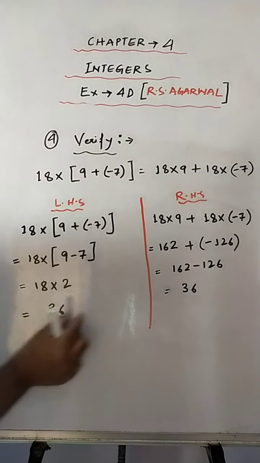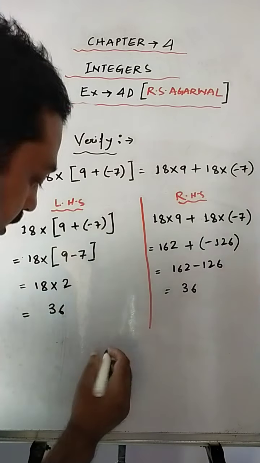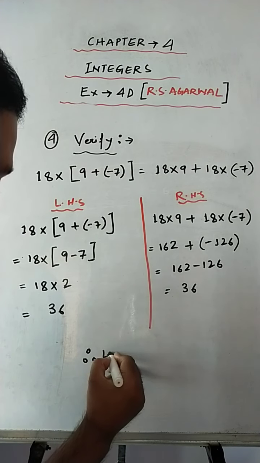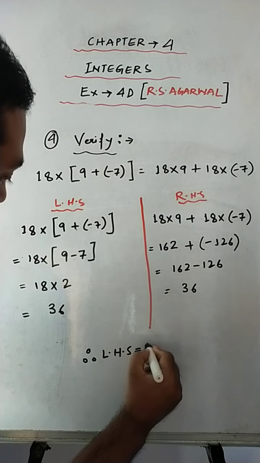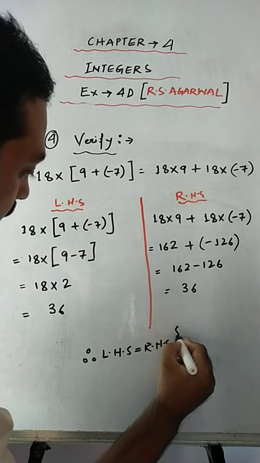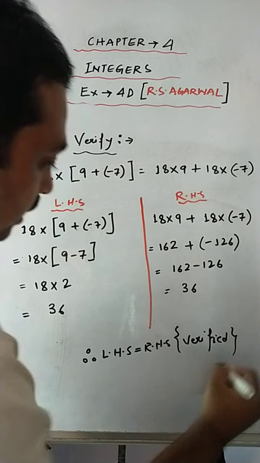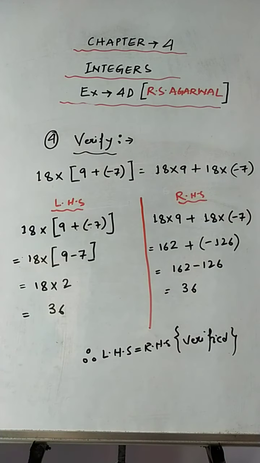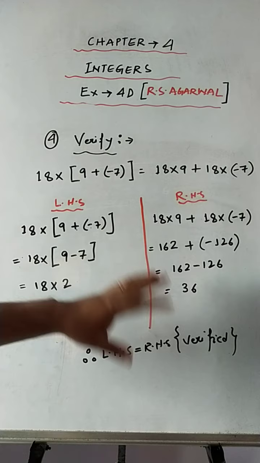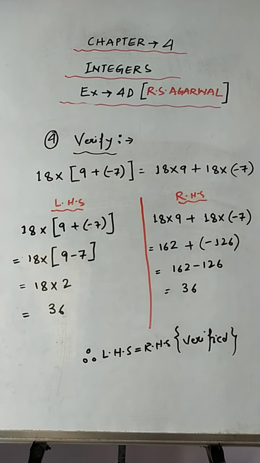So see, both sides have the same answer. So how to conclude? That is, therefore LHS equals RHS, isn't it? And then you will write verified. Okay, as both sides have the same answer, this is how you have verified this sum. Fine. Now let's move on to the next sum.